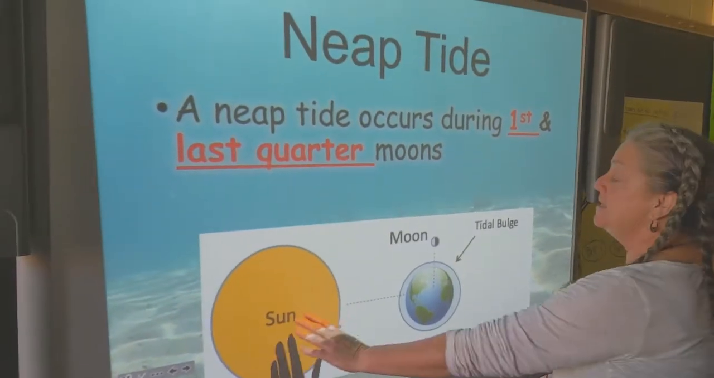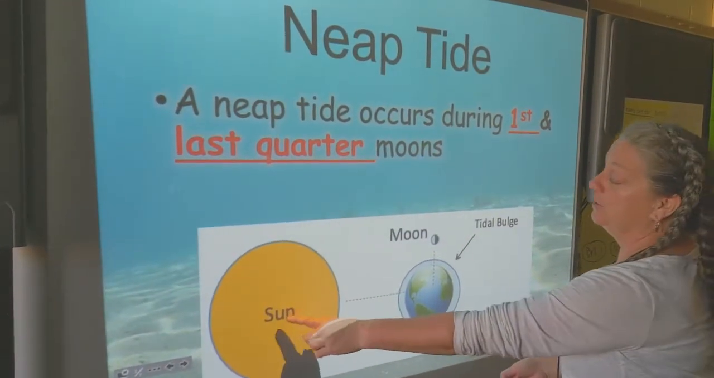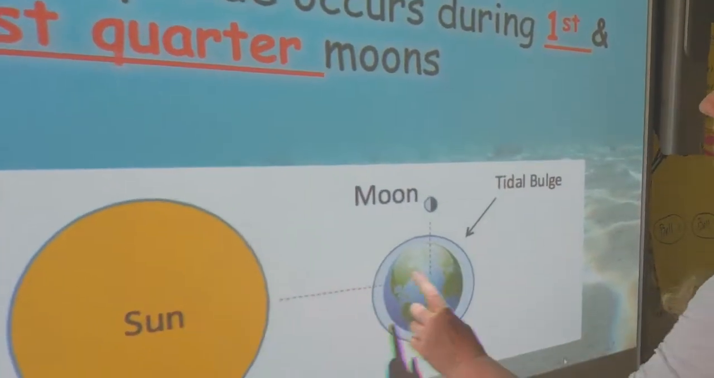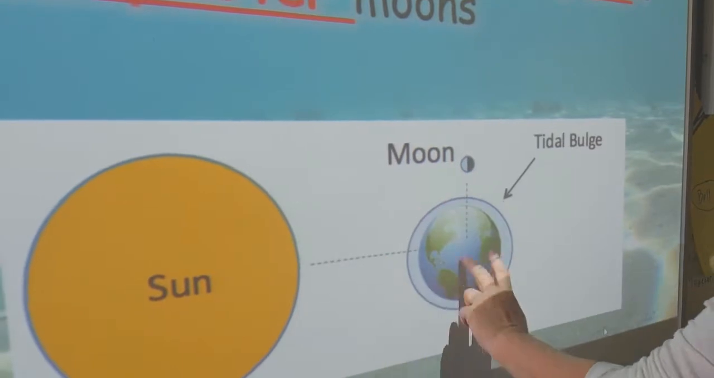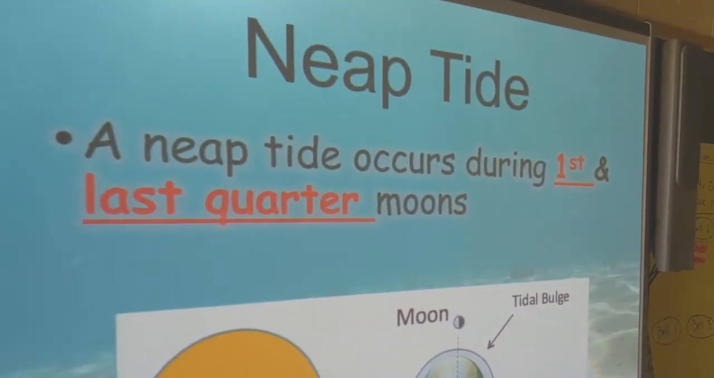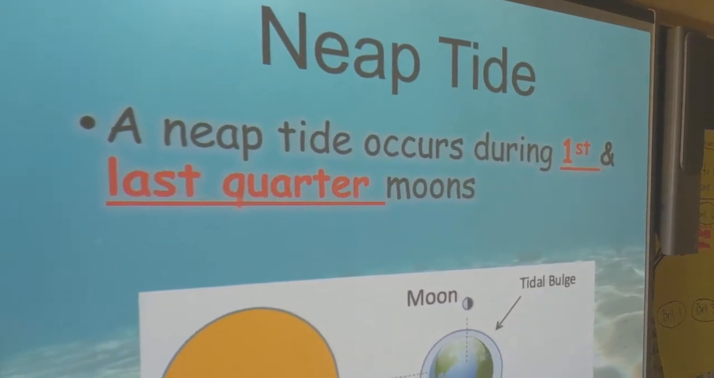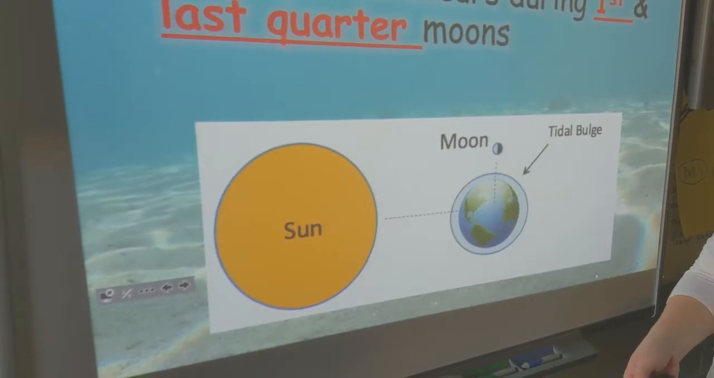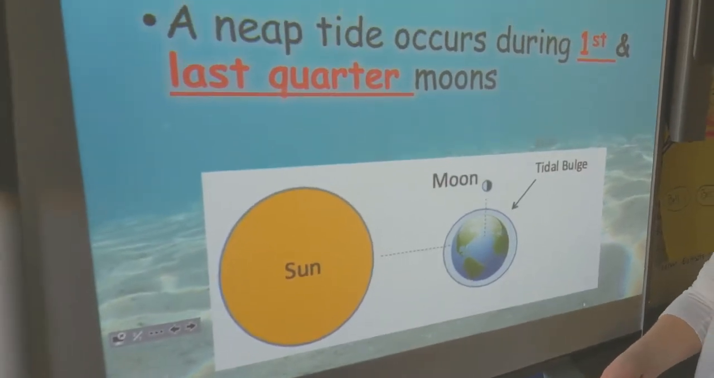Neap tide. This is when the moon is at a right angle. Sun, earth, moon. Okay? Or sun, earth, moon here. Anytime we have first quarter or last quarter moon, we get a neap tide. This is a low high tide or a high low tide. Basically, the tides cancel each other out.